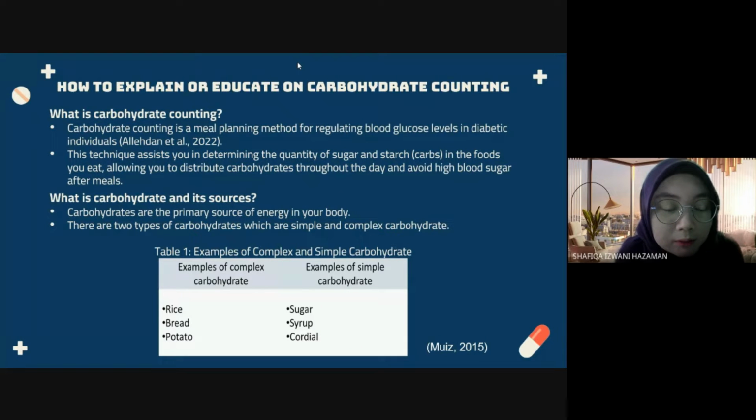So we also need to explain to the patient about the carbohydrate and its sources. The carbohydrates are the primary source of energy in the body. There are 2 types of carbohydrates, which are simple and complex carbohydrate. Examples of complex carbohydrate are rice, bread, and potato, while examples of simple carbohydrate are sugar, syrup, and cordial.